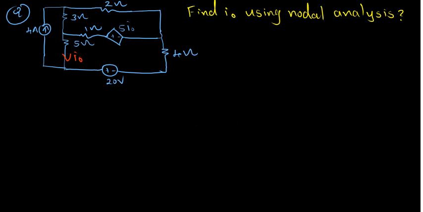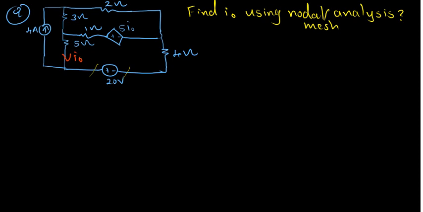We can find it using nodal or mesh analysis, whichever we like. I'm going with mesh because mesh is easier for me. So let's begin. There are two independent sources, so I need to go through it two times. First of all, I go with only the current source. So I turn off the voltage source. How do we turn off this voltage source?